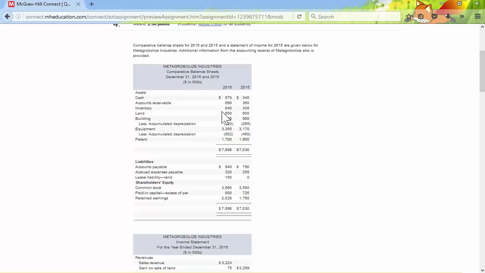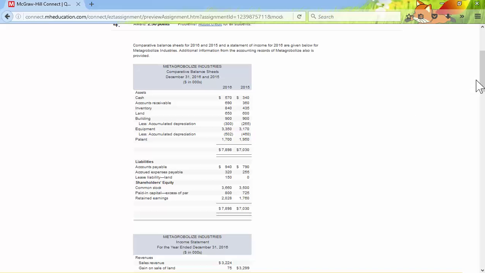And in fact, land, the account value did change by 50. So we're going to analyze what caused that change. Building did not change. It remained stable at 900. We do not have to analyze that. But equipment did change by, it looks like, about 180. So we're going to have to analyze what created that change.